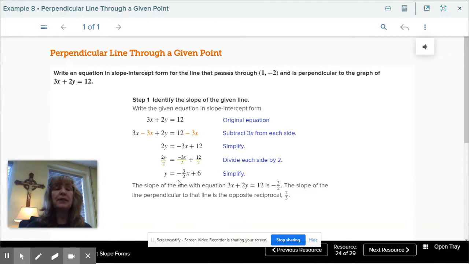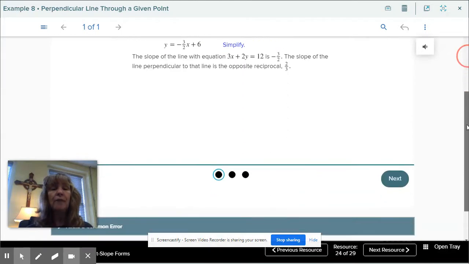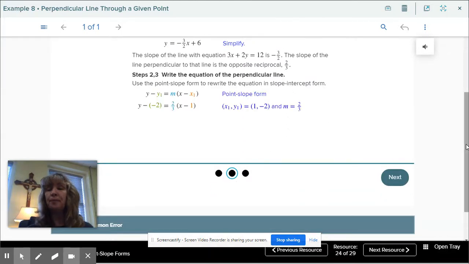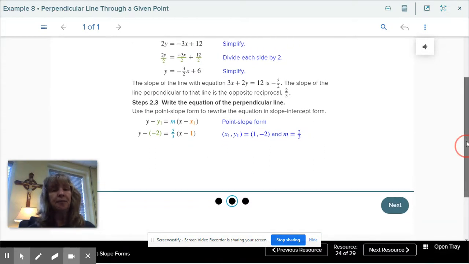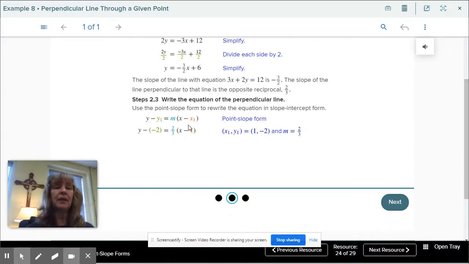Now you want to determine a perpendicular line for this equation. Hopefully you remember that the perpendicular slope is the reciprocal of the slope with the opposite sign. So the perpendicular slope to this is positive 2/3. And then you just plug it into the point-slope equation, y minus y1 equals slope times x minus x1. So let's see how they do that. You have a new slope. All right, so you just plug and play.